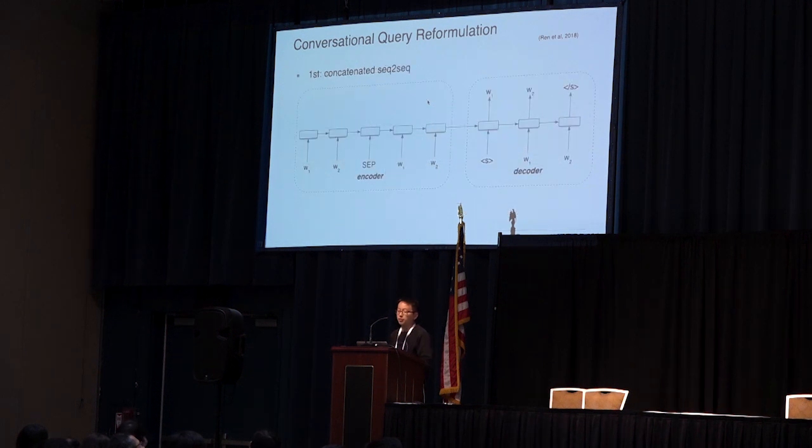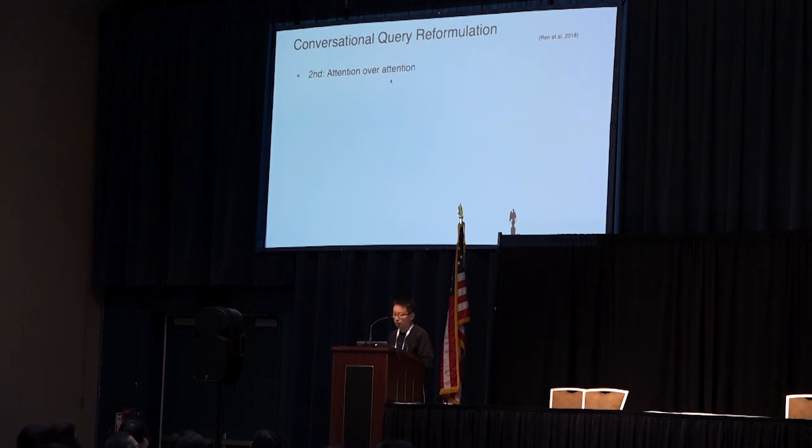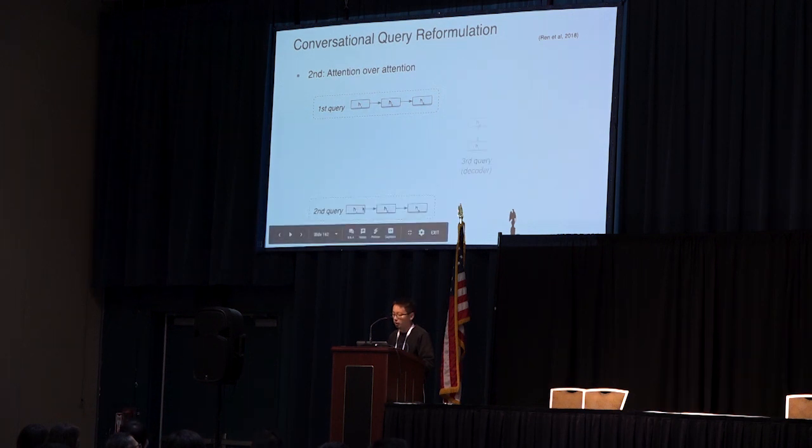The first method is very straightforward, simple and intuitive. On the encoder side, you just stuff the two queries, Q1 and Q2, together. It's called concatenated sequence-to-sequence. The second one is attention over the two, attention generated. This is the first query; you run an LSTM on it as an encoder. The second query is also encoded.